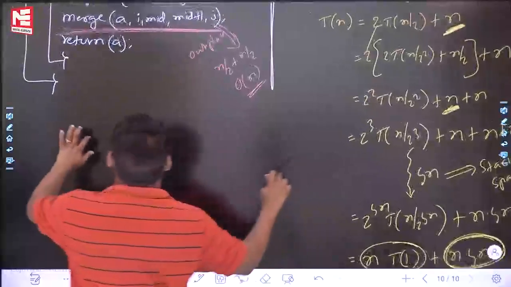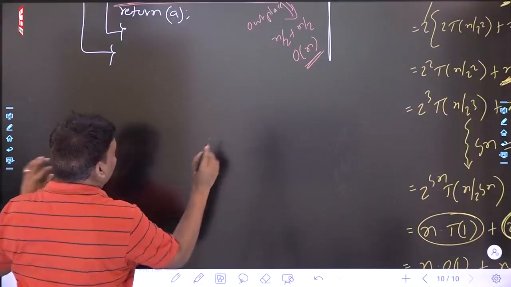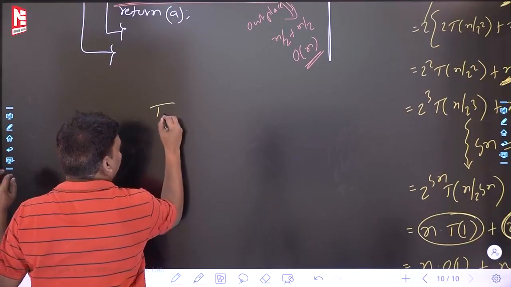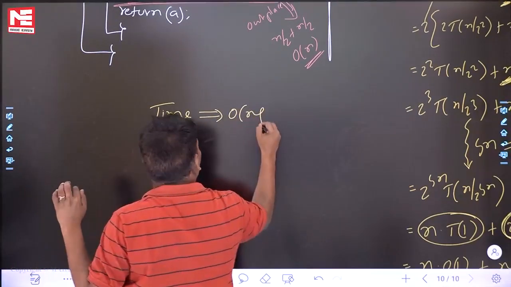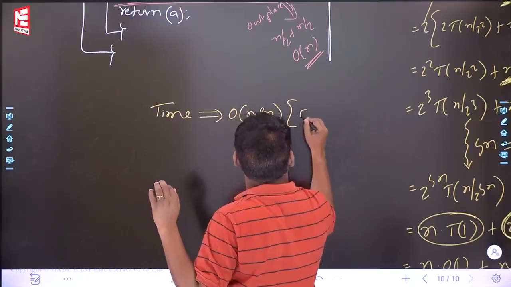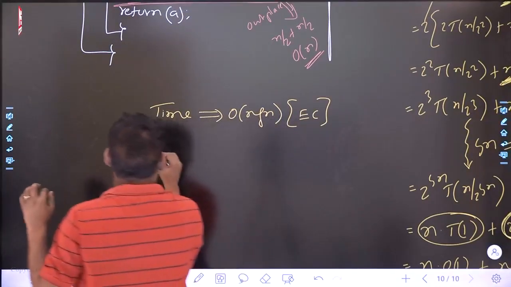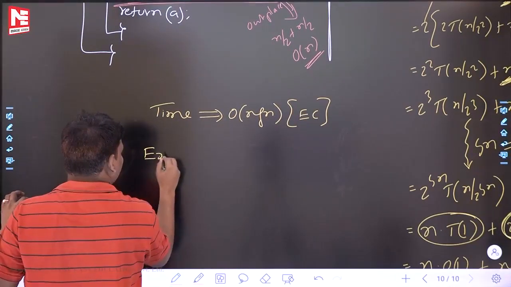Fine, let me write one more interesting line, the conclusion. Merge sort algorithm time complexity: what is that? Order of n log n. Which case? Every case. Next one, merge sort extra space.